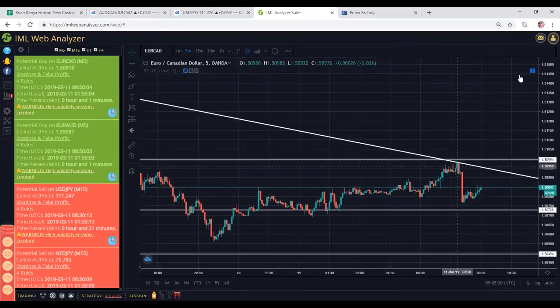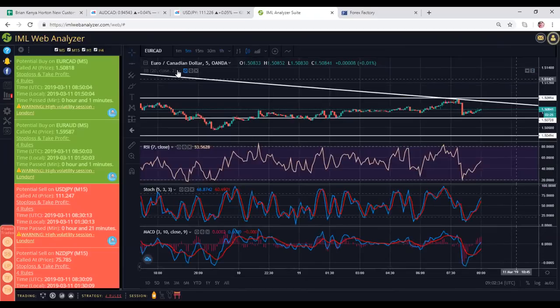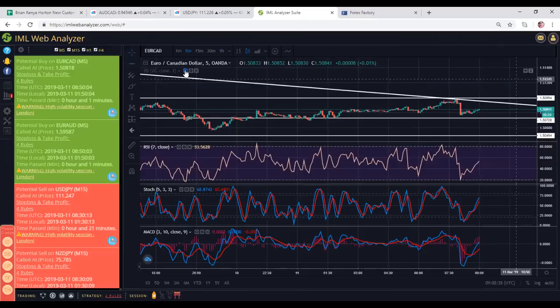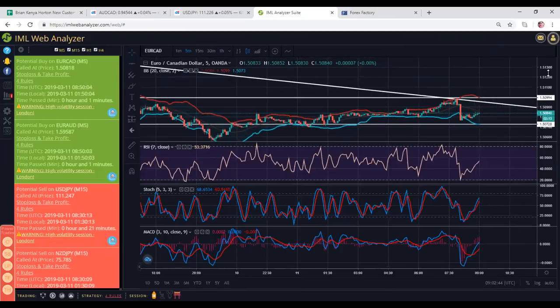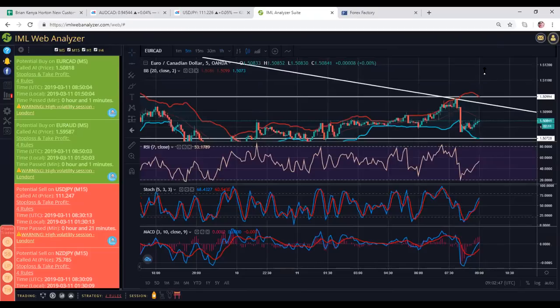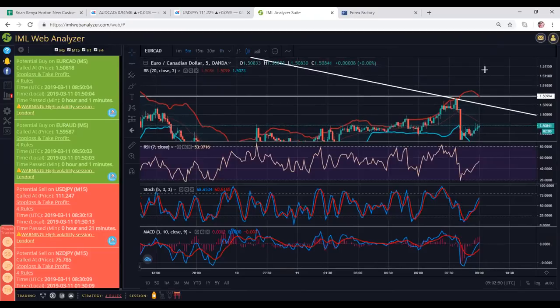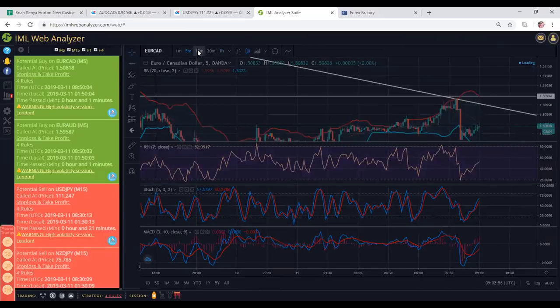You want to enter when all of your rules are confirmed. So you have your Bollinger Band. Let's add that back on here. You have your Bollinger Band confirmation right there. And once you have your Bollinger Band confirmation, you look for all of your other confirmations. We already confirmed that on the 5-minute time frame, so now we're just going to quickly go to the 15-minute time frame.